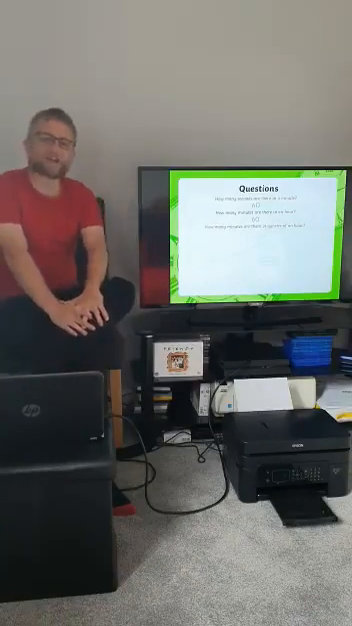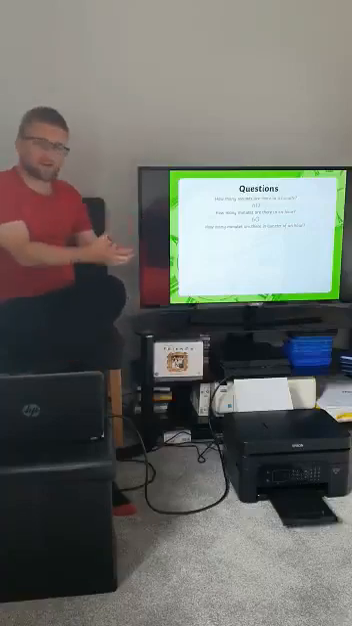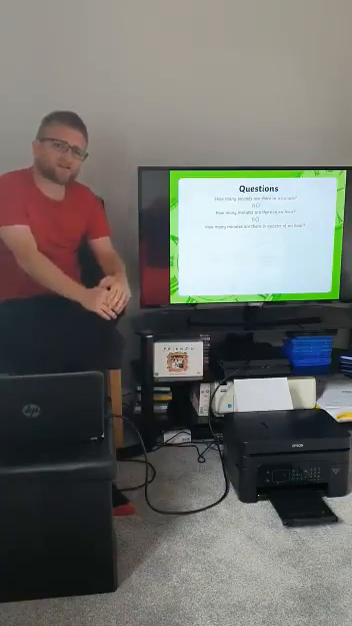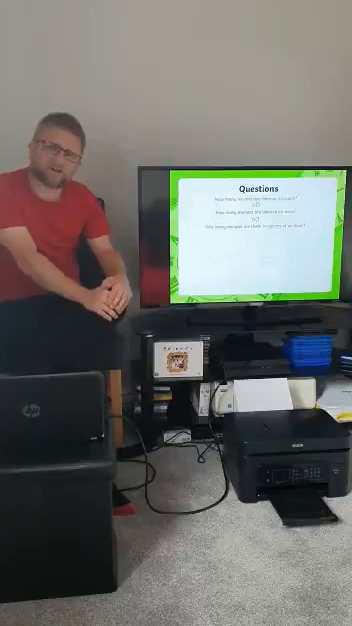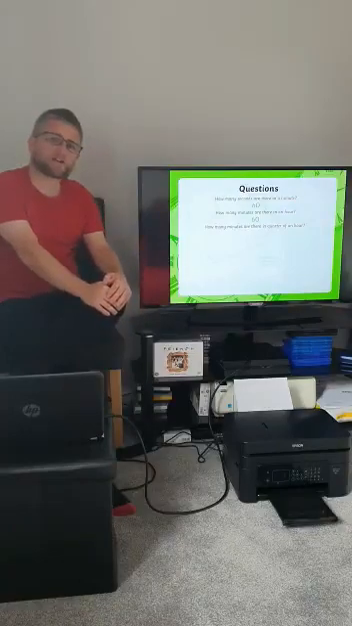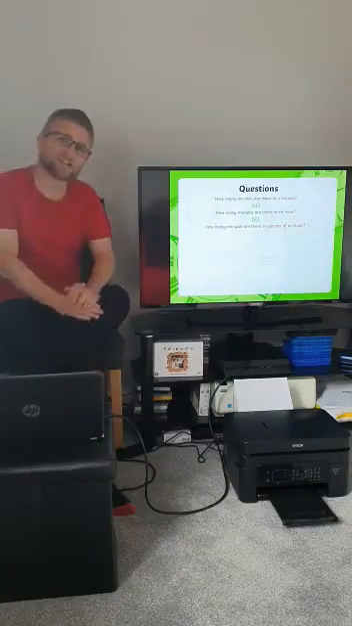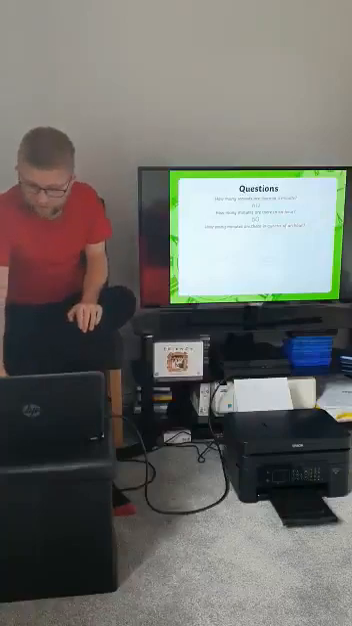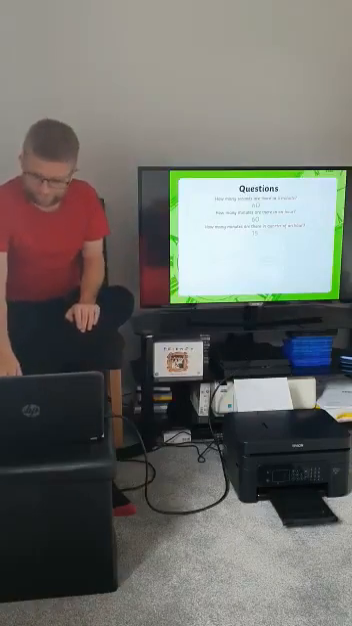How many minutes are there in a quarter of an hour? Now, we went through this right at the beginning. So can you remember how many minutes there are in a quarter of an hour? When we find a quarter, we halve it and halve it again. Well done if you said 15.